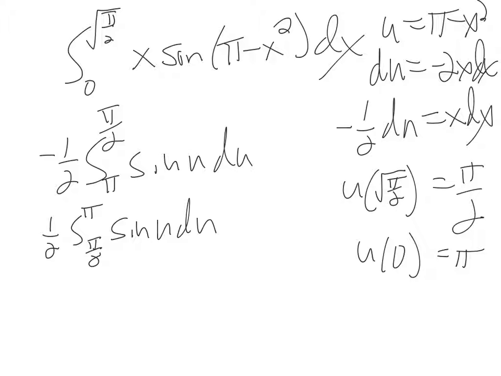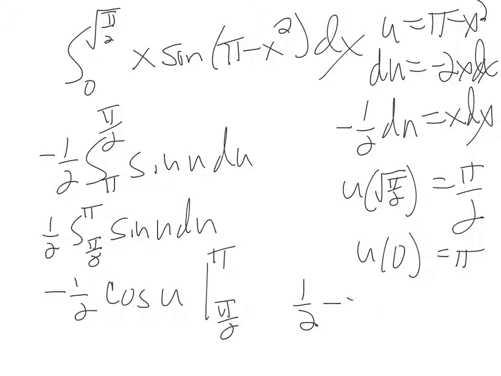So the antiderivative of sine u is negative cosine u, and I'm going to bring that 1/2 along for the ride. And we evaluate this from pi over 2 to pi. If I drop in pi, the cosine of pi is negative 1 times negative 1/2 is 1/2, minus negative. And if we drop in pi over 2, the cosine of pi over 2 is 0. So that whole mess becomes 0. So 1/2 is the area under that curve.